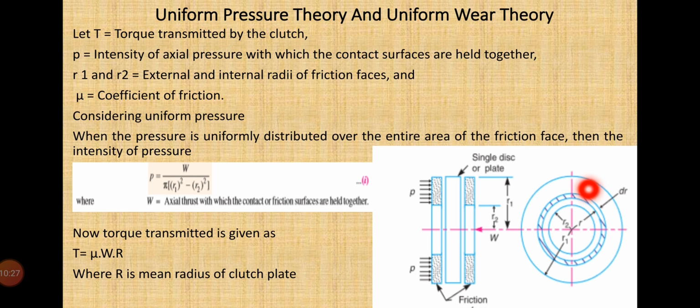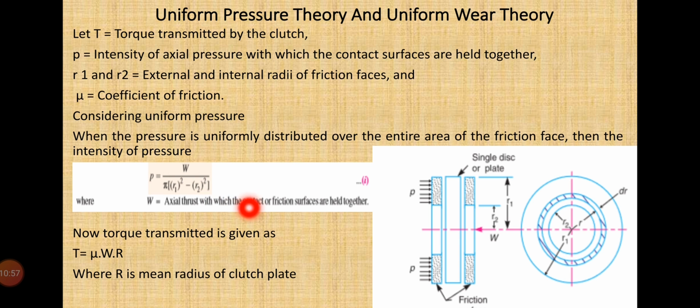When the pressure is uniformly distributed over the entire area of the friction face, then the intensity of pressure will be given as this. Pressure is equal to force by area. That means W is the axial force, and this is the area. Area can be taken from here because we have a hollow circle, and we can find the area. This is the axial thrust.